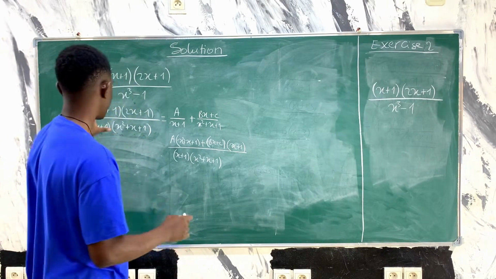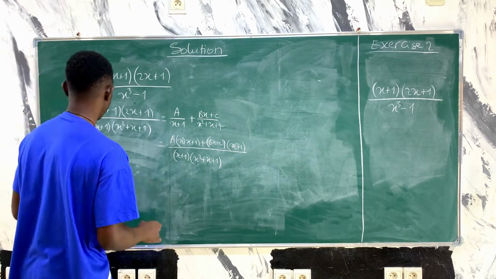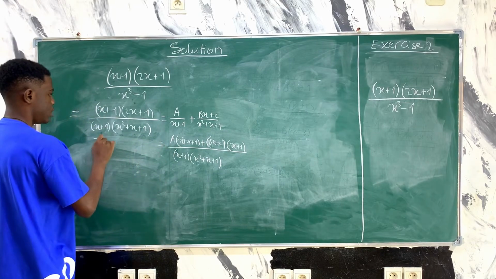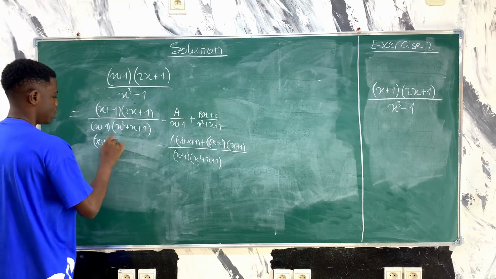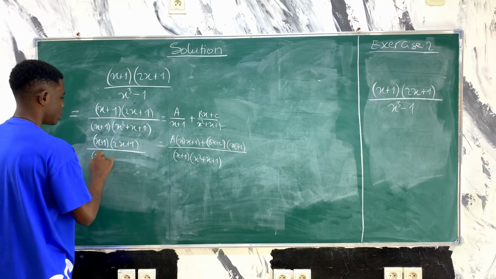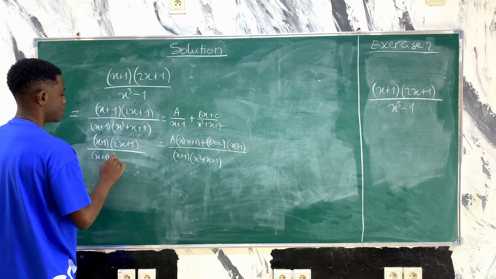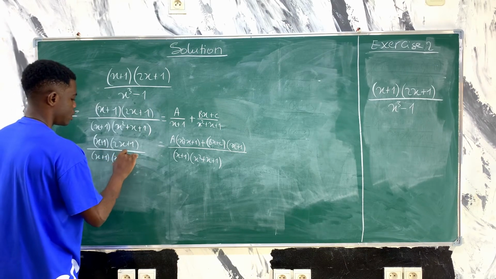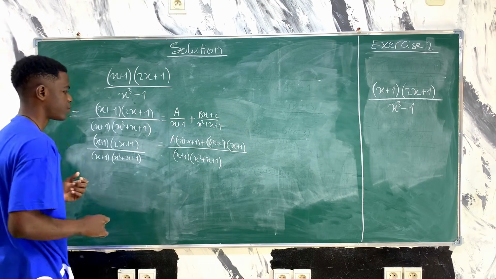So we write the x plus y, you can copy this part. And then nothing changes here. So I'm going to copy it back. x plus 1 into 2x plus 1 and boom. x plus 1 into x plus h plus 1.